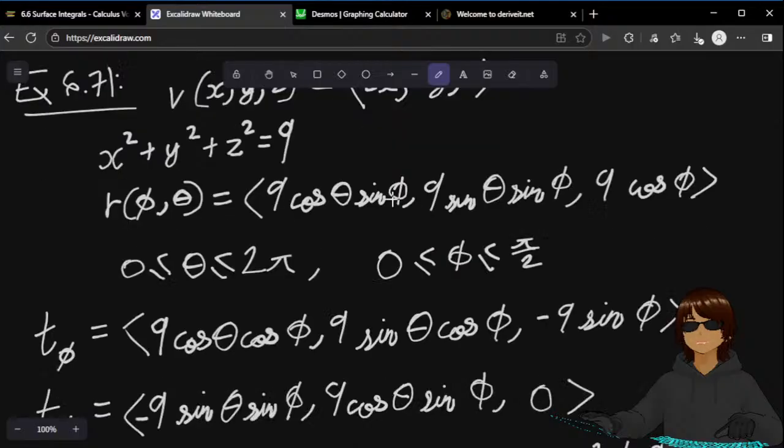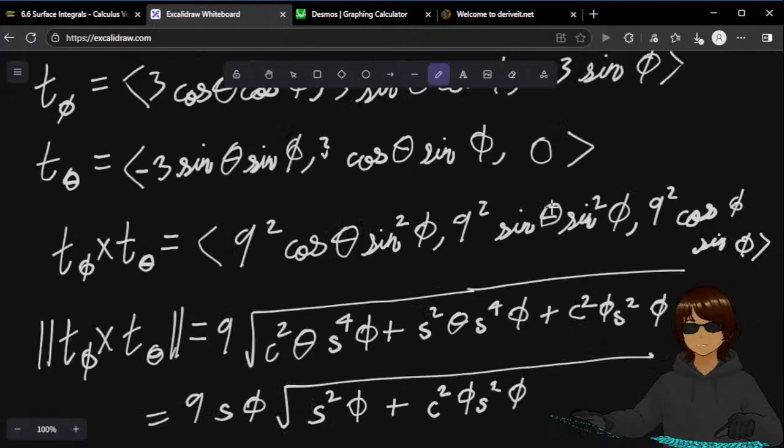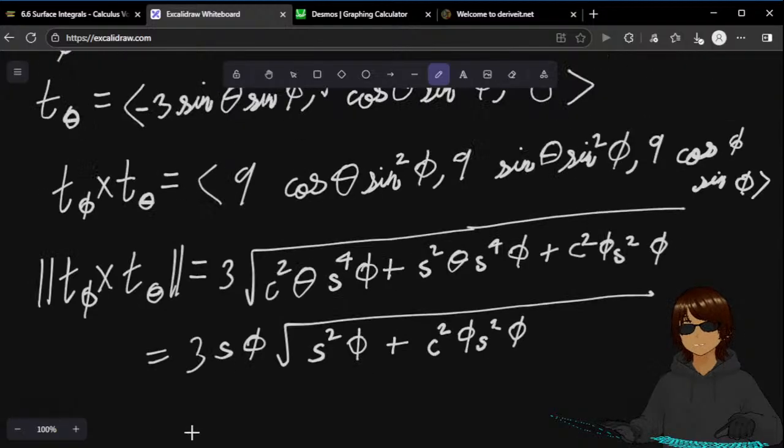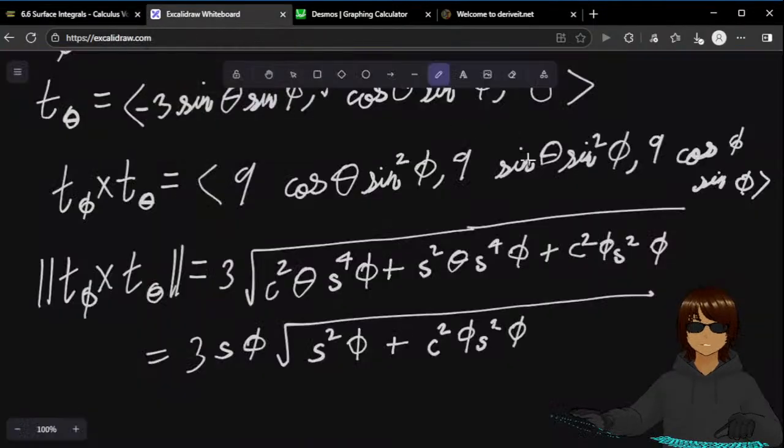Oh, the radius is 3. I have to edit so much. 3, 3, 3, 3. 9, 9, 9. 3, 3. Now that's out of the way. Cos theta sine square phi. Sine theta sine square phi. Sine phi cos phi.